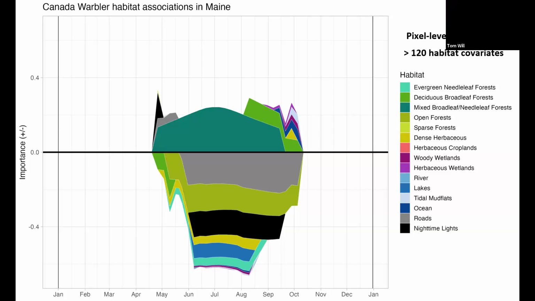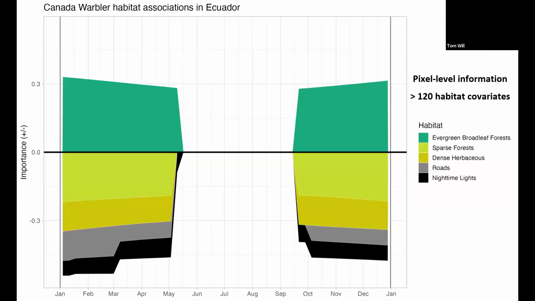And we also have, there we go, throughout the full annual cycle. So right here are those habitat associations in Ecuador during the non-breeding season. So for every single pixel during migration and also during the non-breeding season, we have the same associations. They're heavily associated basically during the entire non-breeding period with evergreen broadleaf forest, and there are negative associations with low density, dense herbaceous, sparse forests, and nighttime lights.